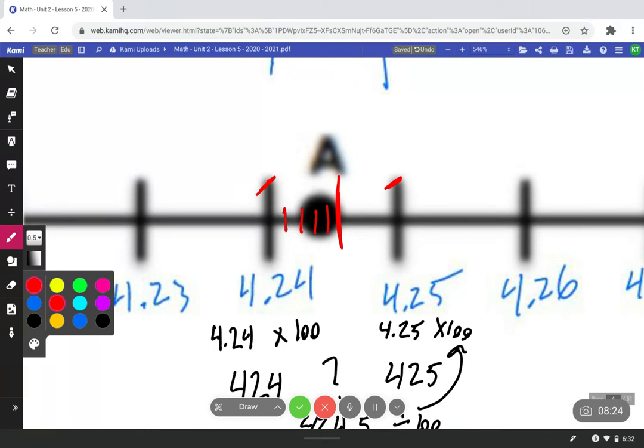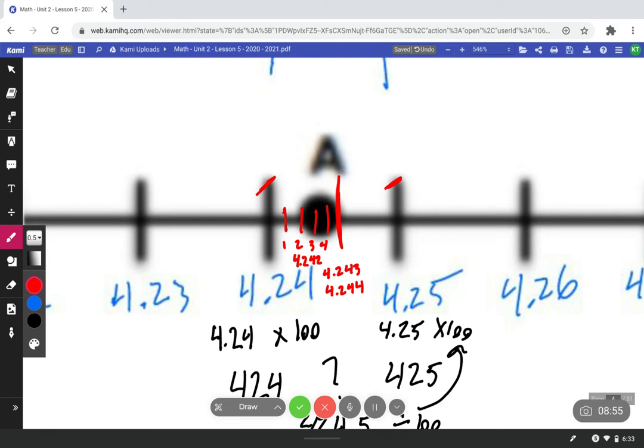So if I'm just using my eyes, I can see that A is somewhere. Possible answers are, messed up on that one. There we go. Those are possible answers.